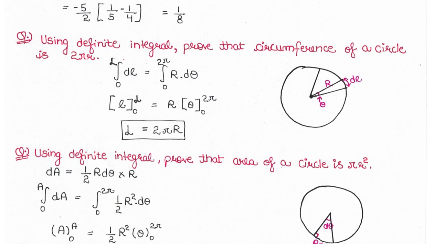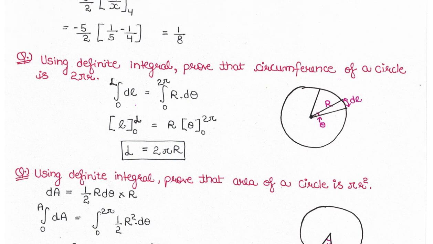Now, using definite integral, prove that the circumference of a circle is 2 pi r. From the figure we can write the integration of dl from 0 to l is equal to the integration from 0 to 2 pi of r d theta, where this is dl, this is the angle theta, and the radius is capital R. Or, the integral from 0 to l of dl, that is l, is equal to r into theta from 0 to 2 pi, that is l is equal to 2 pi r.